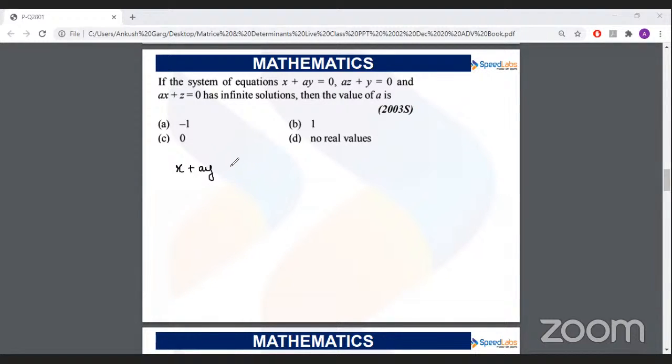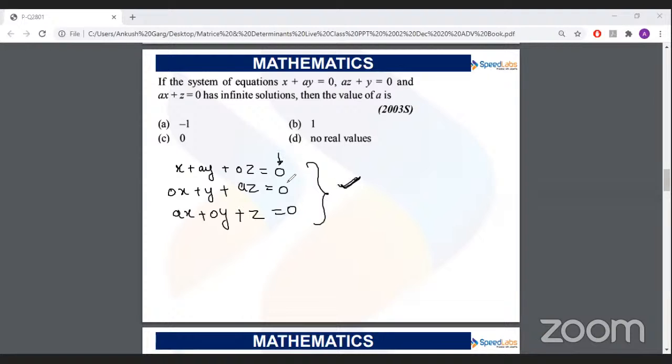So the equations are x plus ay. I can write this as 0z equals 0. There is no term of z, so I can write it as 0z. Right. For the next one, az plus y, that will become 0x plus y plus az equals 0. And the third one, you can write it as ax plus 0 equals 0. So for these three equations, we can see we have homogeneous equations now.